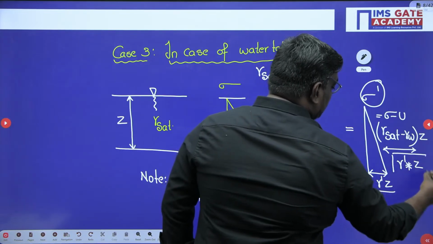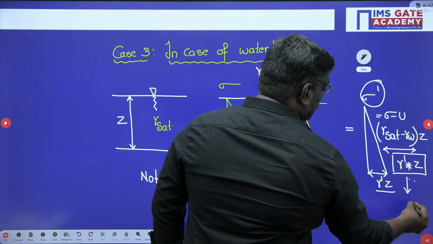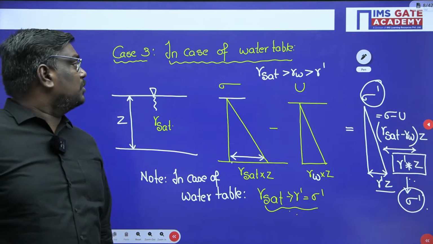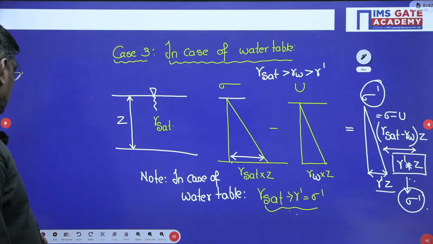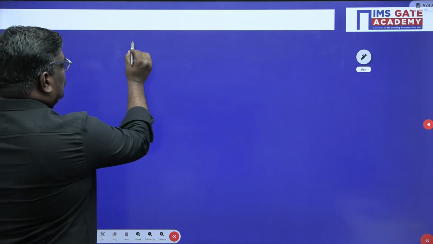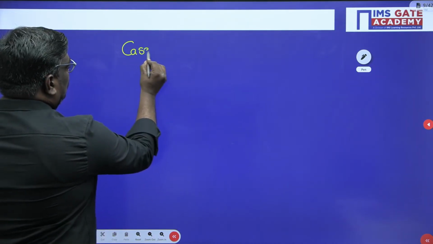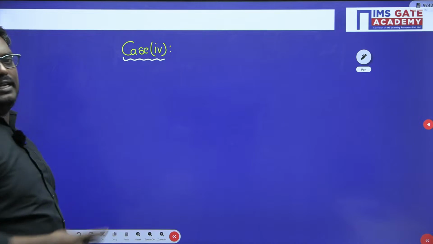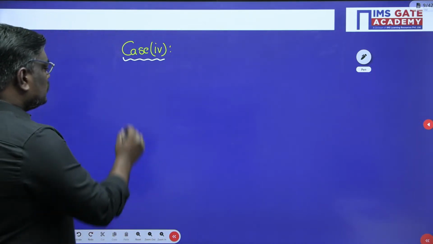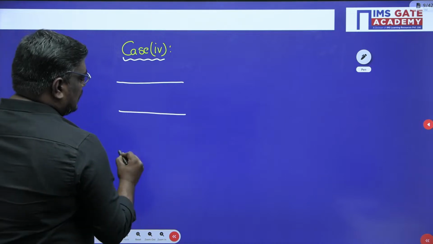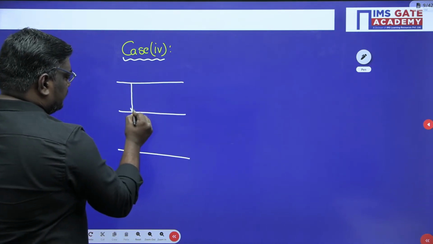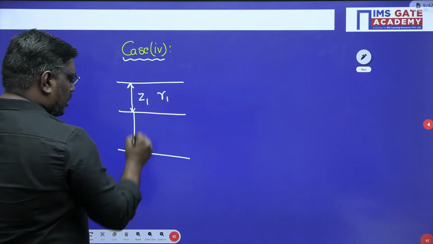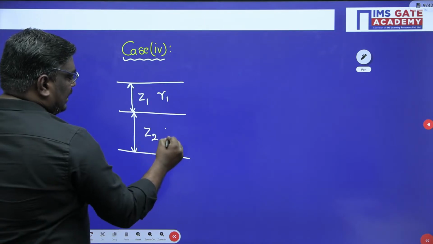So this is nothing but the effective stress. I hope you are clear with this concept of water table and all. Now, if I talk about case 4, suppose you have two soil strata, with depth Z1 having gamma 1, and up to depth Z2 having gamma 2.